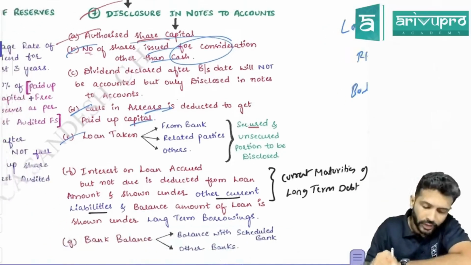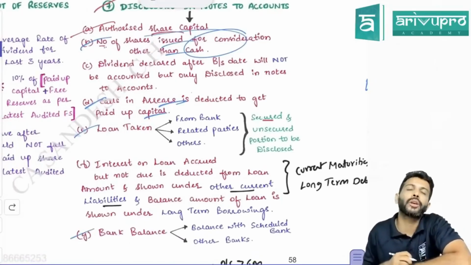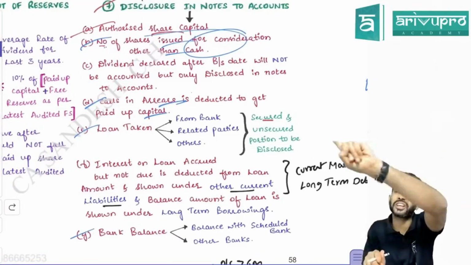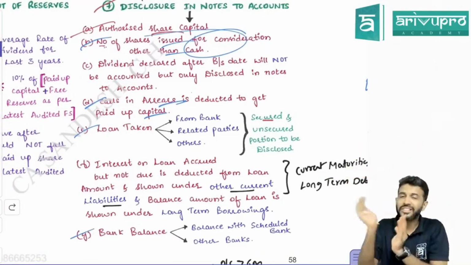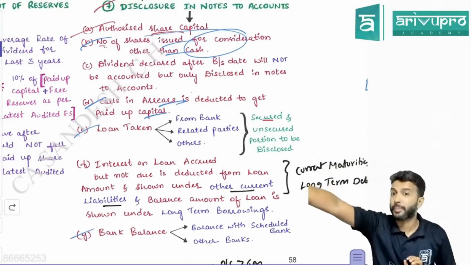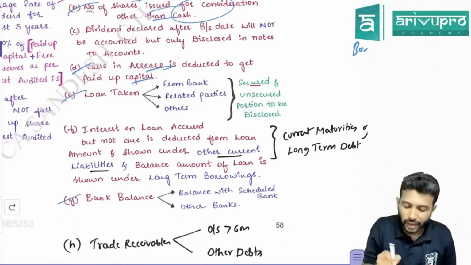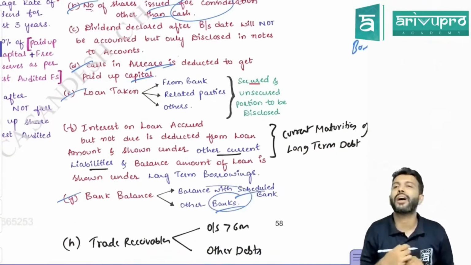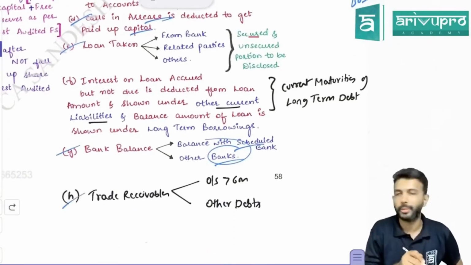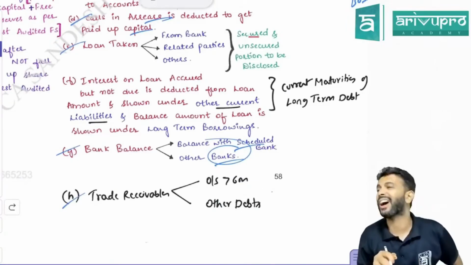Yes. Okay. Next, another part you need to know is bank balance. You already know the disclosure. Banks will be shown under the main category, cash and cash equivalent. Under this, cash in hand you need to show separately, and cash at bank separately. In cash at bank there is further disclosure: how much balance you have with scheduled banks and how much with other banks, shown separately. Then for trade receivables, you need to show how much debt is outstanding for more than 6 months and how much is other debts.